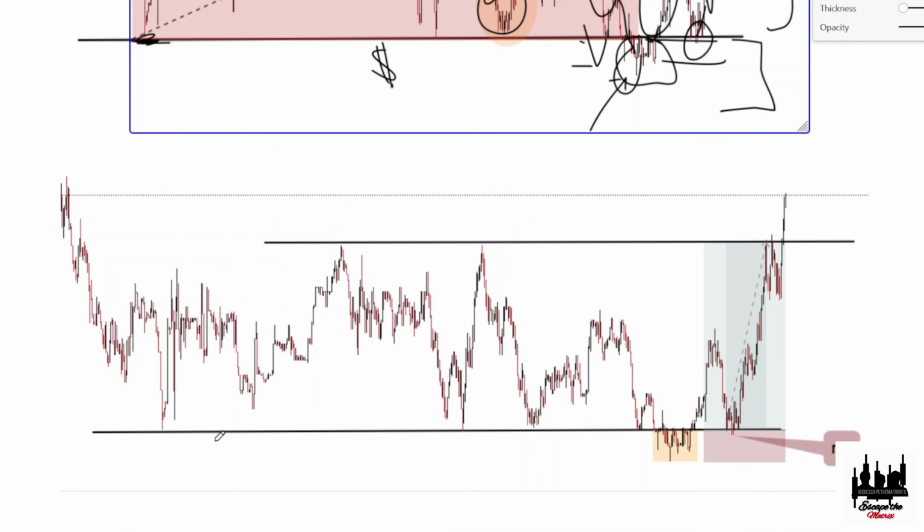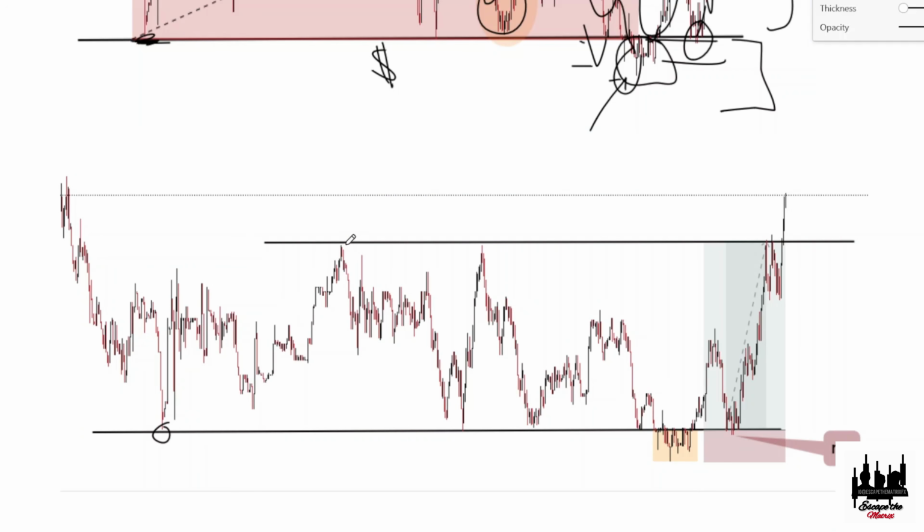So again, what happened here, we had the range, like we explained earlier, price been stuck here, stop hunted, price proved the reaction, price came back to your origin, which is your RTO, and price expanded.